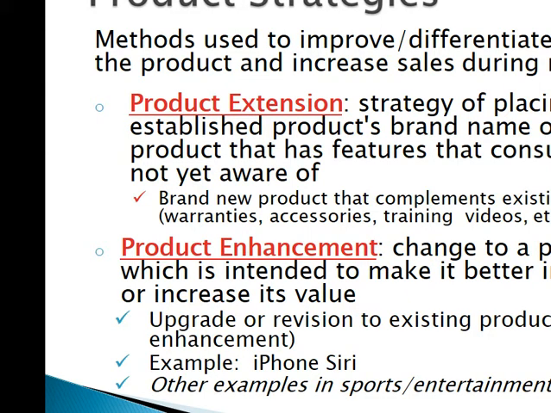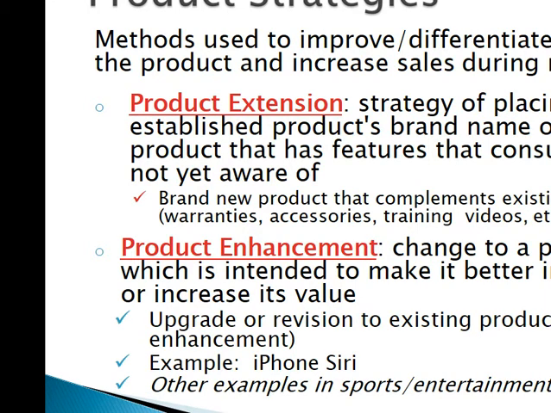Product extension is a strategy of placing an established product's brand name on some kind of new product that has features consumers aren't yet aware of. So, an example would be a brand new product that complements an existing product, such as maybe a training video for an existing piece of sporting equipment. It could be accessories. Think about the iPhone and some of the accessories that have been put on the marketplace that didn't come out necessarily with the first version.